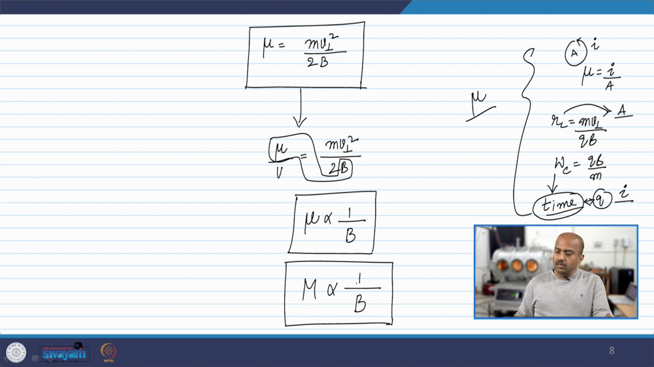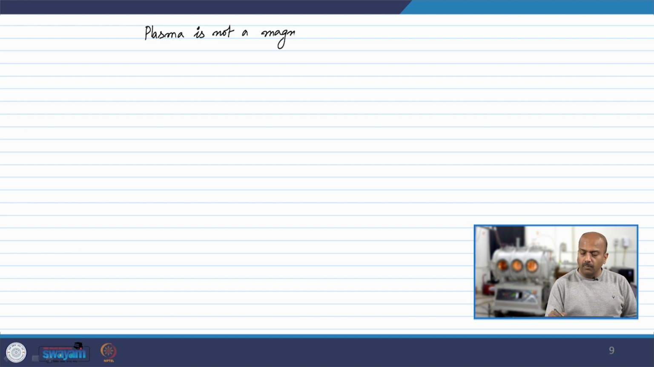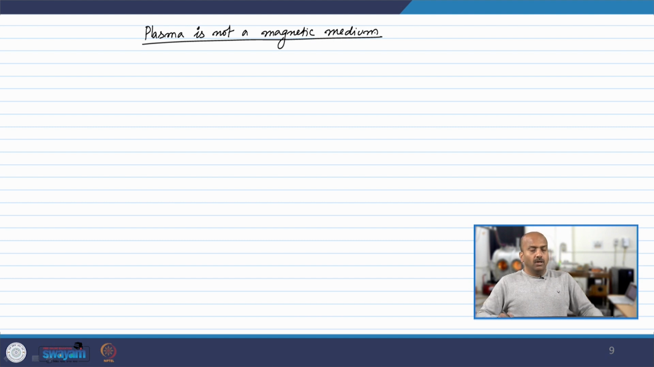So, you can call the plasma a diamagnetic material, or simply put, we cannot consider plasma as a magnetic medium at all. Plasma is not a magnetic medium, right. This is the basic idea. What have we learned? We have established the magnetic nature of plasma.